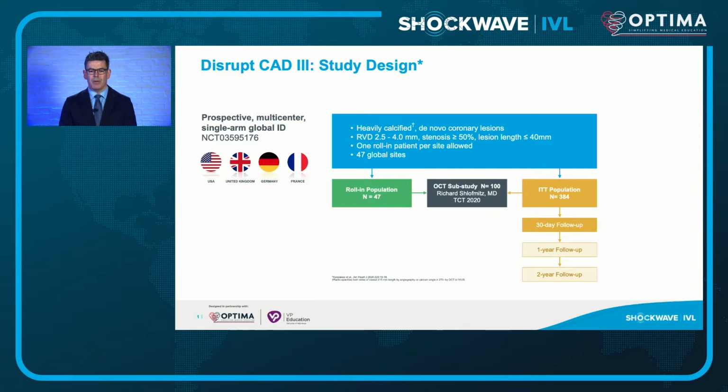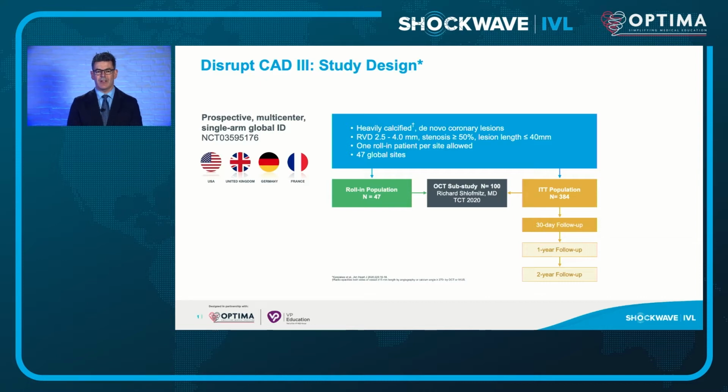There was 1 roll-in patient per site, and there were 47 sites in total. We had an OCT Substudy, which was led by Richard Schlofmitz, and the ITT population was 384. And we have presented the results and published now the 30-day follow-up. We're looking forward to presenting the 1-year follow-up at TCT later this year.